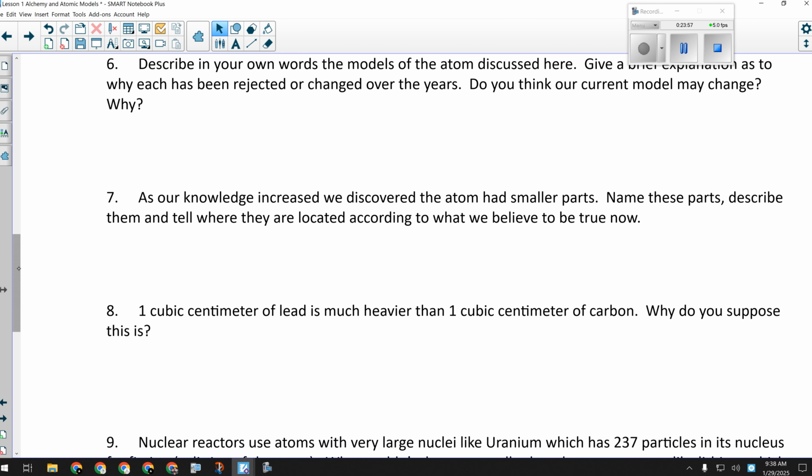For number 8, I say 1 cubic centimeter here, but what I really should say is 1 million atoms of lead are much heavier than 1 million atoms of carbon, to be a more fair comparison. Why? The same number of atoms. Because lead is a metal and carbon is a gas, right? Actually, carbon can be a gas if it's hot enough, but at room temperature, it's a solid. That's what charcoal, graphite, and diamond are all made out of, so it's solid.